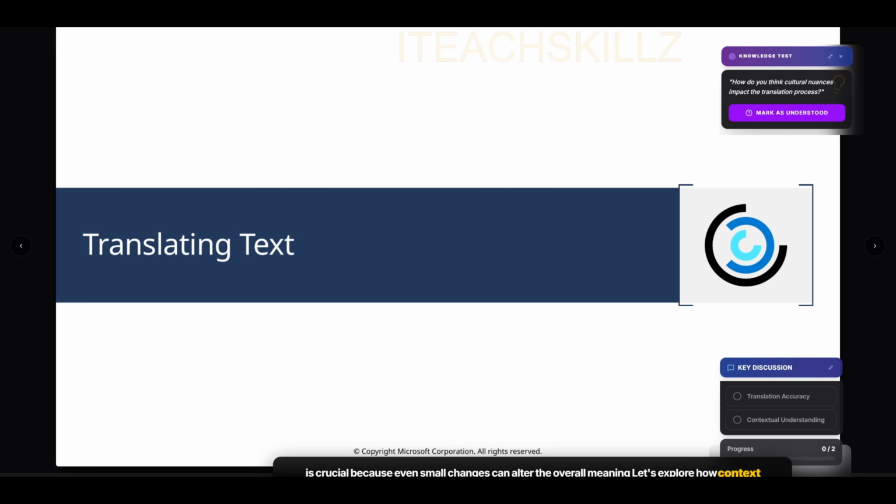Let's explore how context plays a key role. Imagine reading a book where some sentences are missing. It's hard to grasp the full story without those pieces. Building on that, cultural nuances add another layer of complexity, much like understanding the backstory behind regional dishes. Topic: Contextual understanding. This helps translators not only swap words but convey emotions and intentions as well.